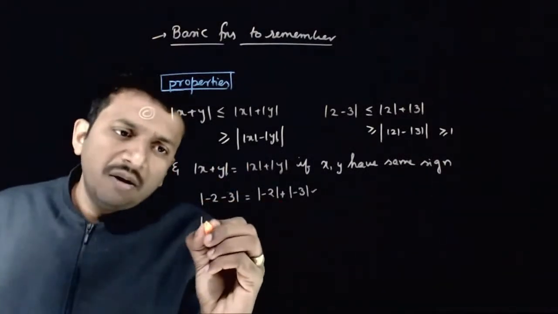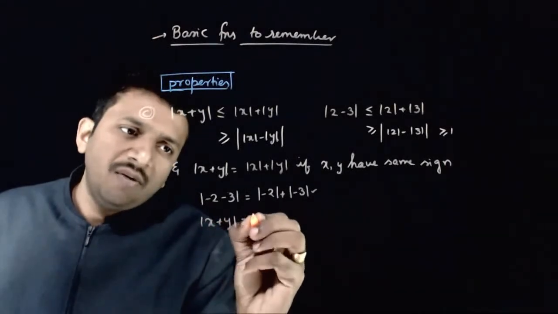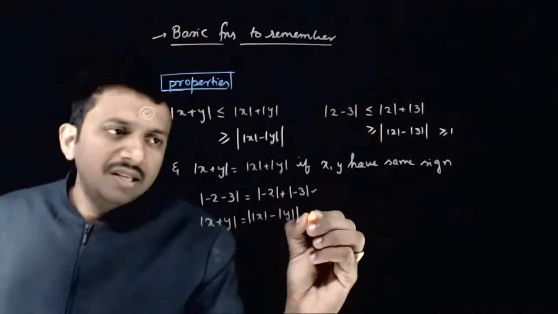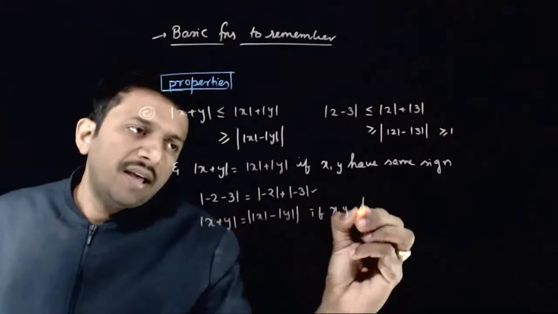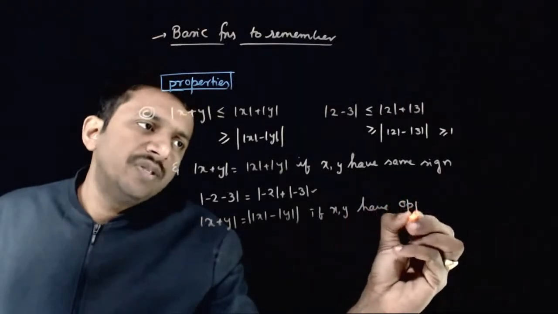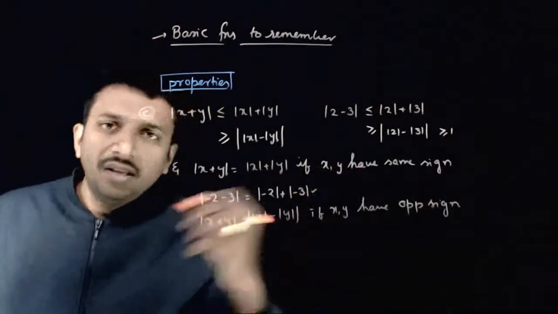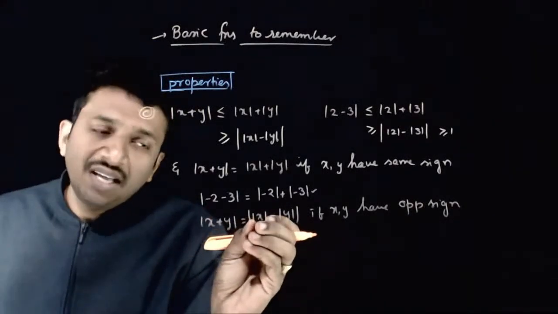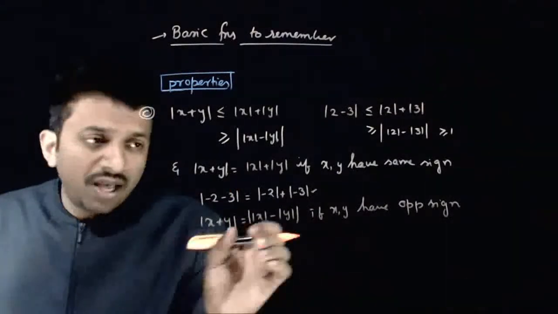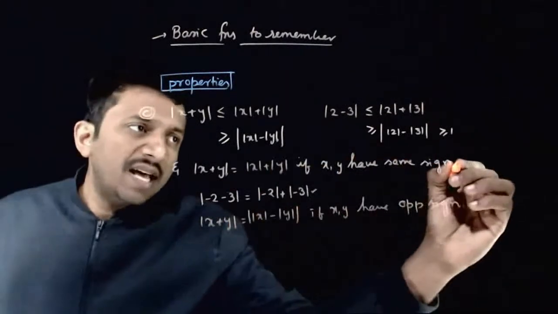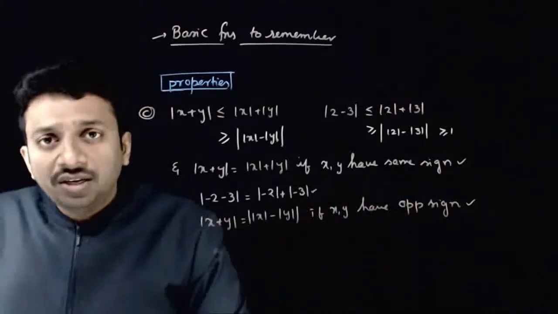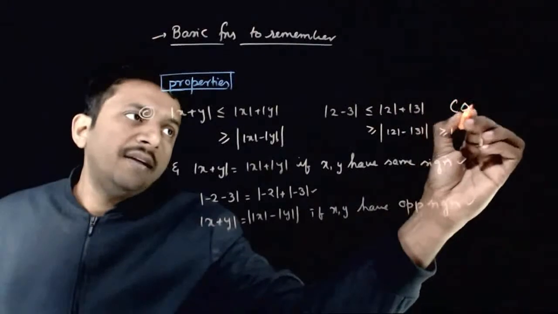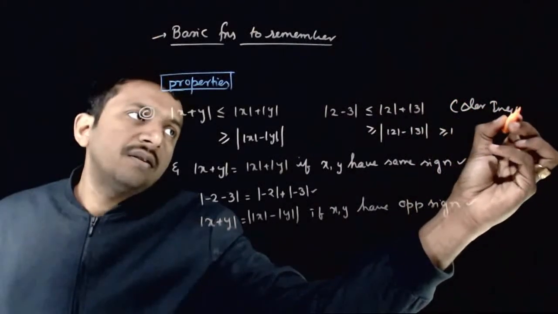Mod of x plus y will be equal to mod of mod x minus mod y if x and y have opposite signs. If one of the numbers is positive and the other number is negative, then mod of x plus y will be exactly equal to mod of mod x minus mod y. Right? So these are very important conditions which you need in problems. So this is the topic called triangular inequalities in modulus.